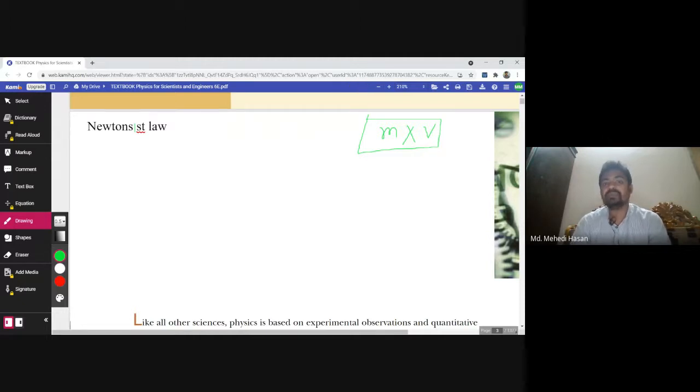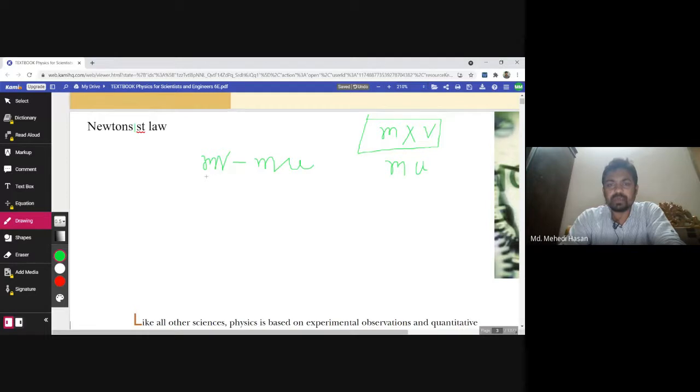But if a force is applied, in that case there will be acceleration produced, and also the momentum will change. So if you consider initial velocity is u and final velocity is v, then mu is the initial momentum and mv is the final momentum. Then the change in momentum will be mv minus mu. This is basically the change in momentum.